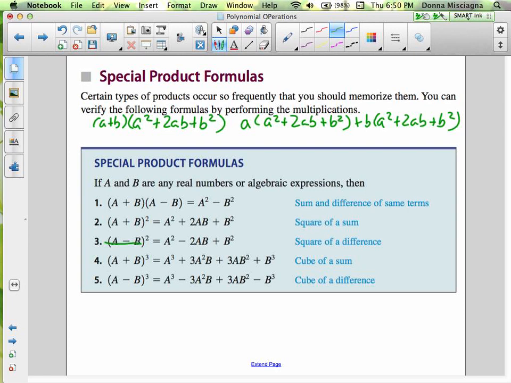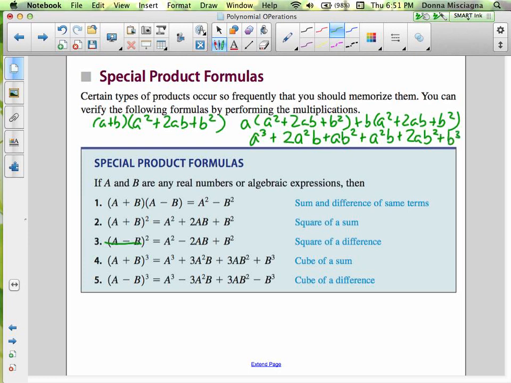So a times a squared would be a cubed. A times 2ab would be 2a squared b, because when we multiply like bases raised to a power, we add the exponents, so this now has a square on the a. A times b squared would be ab squared. B times a squared would be a squared b. B times 2ab would be 2ab squared, just adding the exponents. And b times b squared would be b cubed.